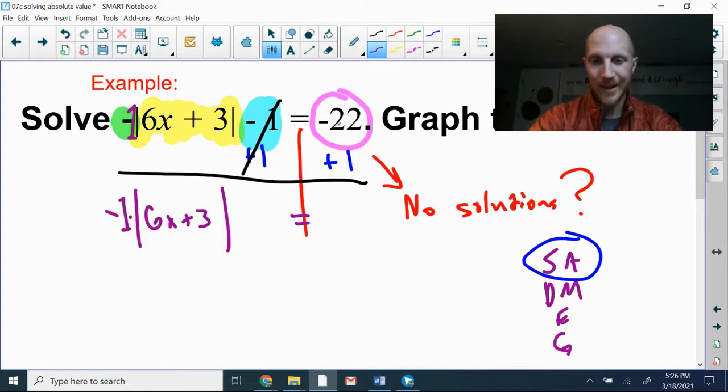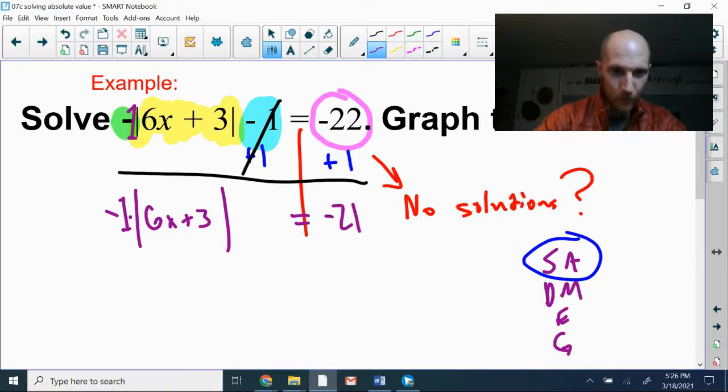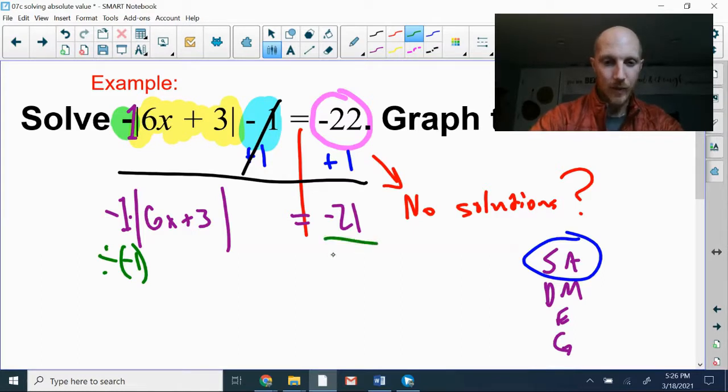The other side of the equal sign, I had negative 22, and I'm adding 1. If I had a negative number and then I add something to it, that's going to make it less negative, or a smaller negative number. So negative 21. And then we're going to divide by negative 1 to get rid of that leading coefficient, the negative 1 that's outside the absolute value symbol. I'm going to divide by negative 1 on the other side of the equal sign as well. I'm going to write it with different symbols, so we continue to practice seeing that in different notations. They both mean division, just different ways to write it.